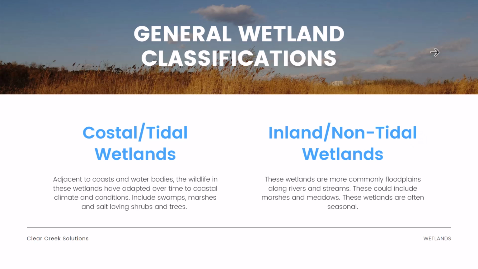So what are some general wetland classifications? Well, we have coastal/tidal wetlands, which are adjacent to coasts and water bodies. The wildlife in these wetlands have adapted over time to coastal climate and conditions. This can include swamps, marshes, and salt-loving shrubs and trees. Then there are inland and non-tidal wetlands. These wetlands are more commonly floodplains along rivers and streams, and these can include marshes and meadows. These wetlands are often seasonal due to their inland nature.